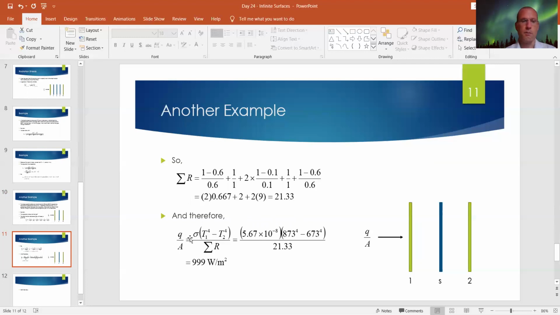And then simply the heat flux, Q over A, is sigma times (T1 to the fourth minus T2 to the fourth) over this total resistance. So 5.67 times 10 to the negative 8 watts per meter squared, Kelvin to the fourth. 873 kelvins for my 600 degree surface number 1, and 673 kelvins for my 400 degree Celsius surface number 2. Divided by this total resistance gives me a total radiative heat flux of 999 watts per square meter.